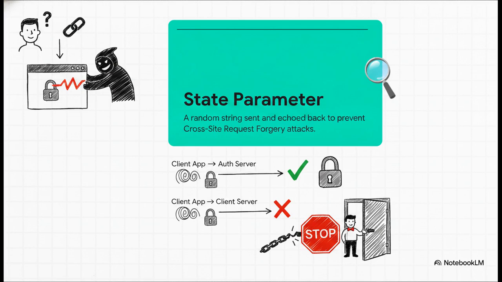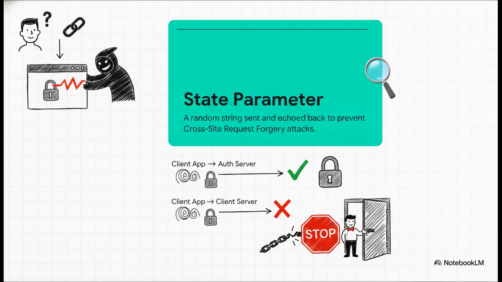Imagine a true crime scenario for a second, where an attacker tricks your browser into clicking a fake authorization link, trying to secretly bind their malicious account to your session. To instantly detect and drop these intercepted or fake requests, we use a brilliant little defense mechanism called the state parameter. When the client app first redirects you, it generates a unique, cryptographically strong random string and sends it along for the ride. When the auth server redirects you back, it must echo that exact same string.